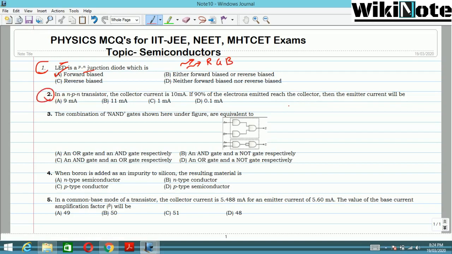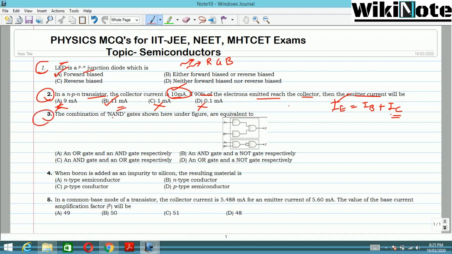Second, in an NPN transistor the collector current is 10 milliampere. If 90% of the electrons emitted reach the collector, then the emitter current is, guys, emitter current is always equal to base current plus collector current for a transistor. So if my collector current is 10 milliampere, then the emitter current must be greater than the collector current. Looking at the options, 9 milliampere is wrong. 11 milliampere can be a solution. 1 ampere, completely wrong. 0.1 ampere, completely wrong. So IE must be greater than IC, and 11 milliampere satisfies the answer.